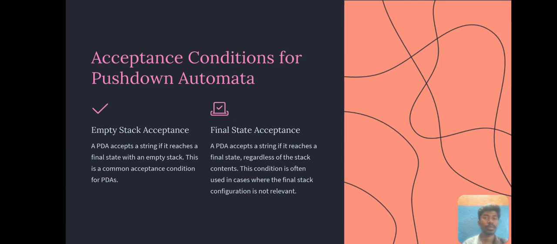Acceptance conditions for pushdown automata. Empty stack acceptance. A PDA accepts a string if it reaches the final state with an empty stack. This is a common acceptance condition for a PDA. And final state acceptance. A PDA accepts a string if it reaches a final state regardless of what the stack contains. This condition is often used in cases where the final stack configuration is not relevant.